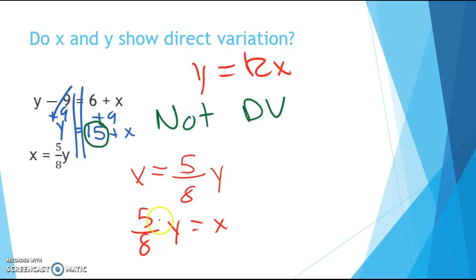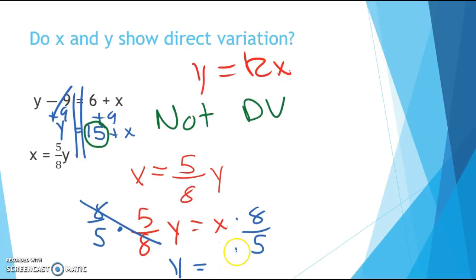So now I can get y by itself. Right now, the 5/8 is bothering it, and that 5/8 is being multiplied, so I'm going to divide by 5/8. But instead of dividing by 5/8, I can multiply by the reciprocal, and that's the same thing. So I'm going to multiply by 8 over 5, over here, and over here. When I do that, my 8/5 and 5/8 cross out, so I'm just left with y. And then over here, I'm left with 8/5 x.